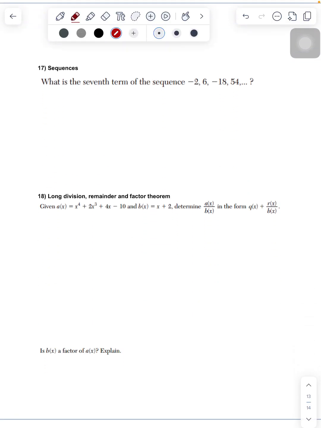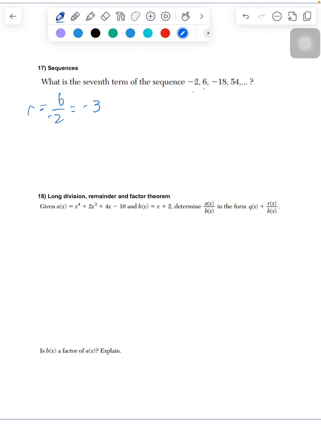All right, sequences. Remember some sequences. This is asking for the 7th term of the sequence. So first thing, this is increasing really fast, so I know it's geometric. So how do I find the ratio? Term after divided by term before. So this is a term after and I have a term before. Divided by -6, so my ratio is going to be -3.